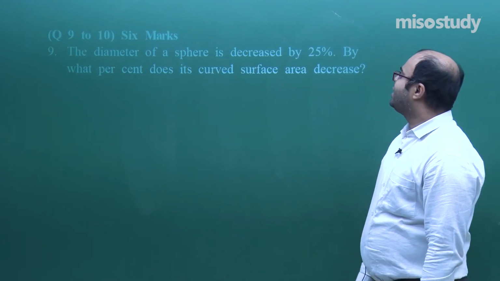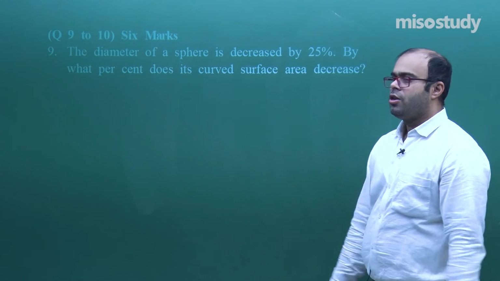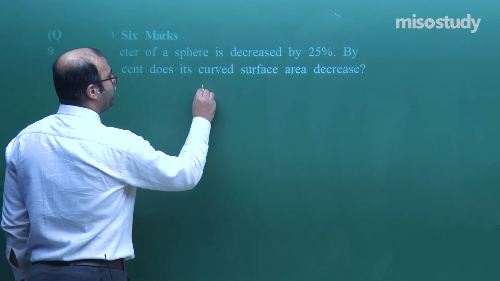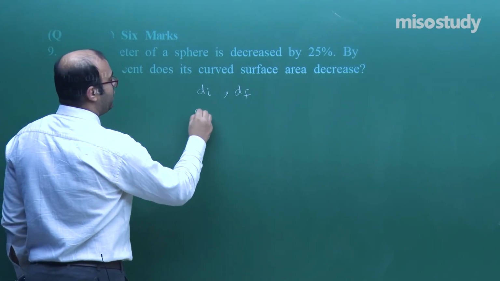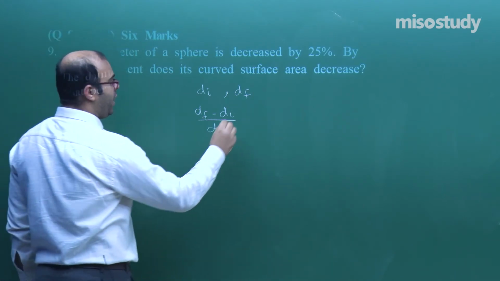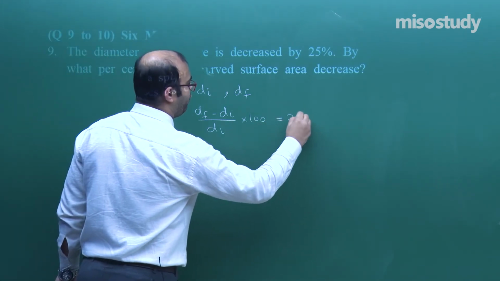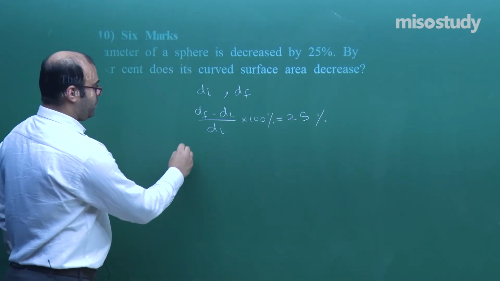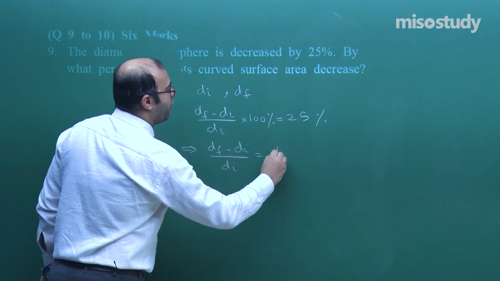The diameter of a sphere is decreased by 25%. By what percent does its curved surface area decrease? So, if diameter of a sphere is decreased by 25%, suppose initial diameter was di and final diameter is df. So, what they are saying, that df minus di upon di, that is the relative change in diameter, into 100, that is the percentage change in diameter, is 25. So this is 25% change, which means that df minus di upon di is equal to 1 by 4.